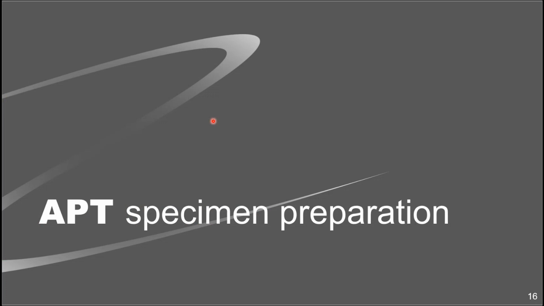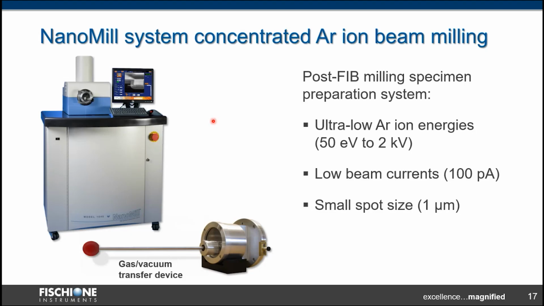Now, let me explain the APT sample preparation. To remove the gallium FIB damage from the APT sample, we use the model 1040 NanoMill post-FIB sample preparation system. The NanoMill is an argon beam milling based instrument. The beam size is about 1 micron. The system uses ultra-low milling energy down to 50 eV and currents of about tens of picoamps for material removal from APT and TEM specimens.